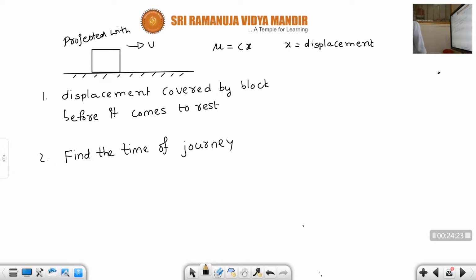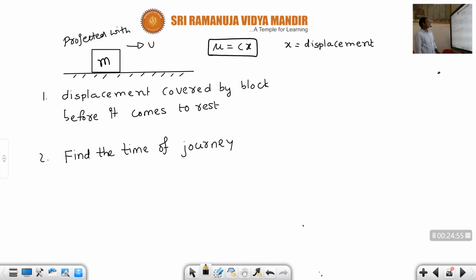And here is a question on variable coefficient, that means the coefficient of friction varies with displacement. This is an important question, and this model is very essential also for advanced level. The coefficient of friction changes with displacement.